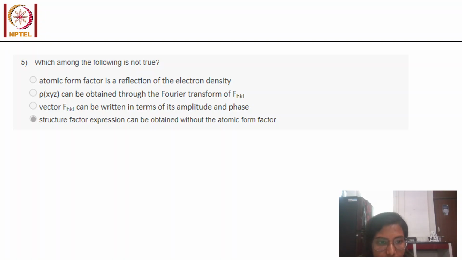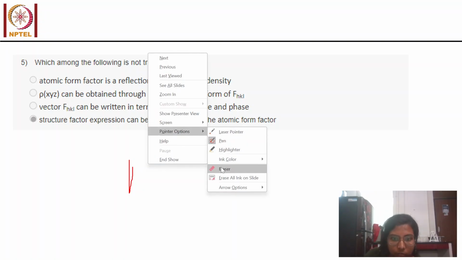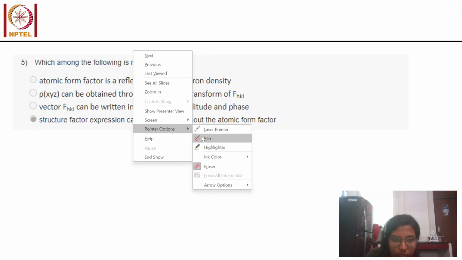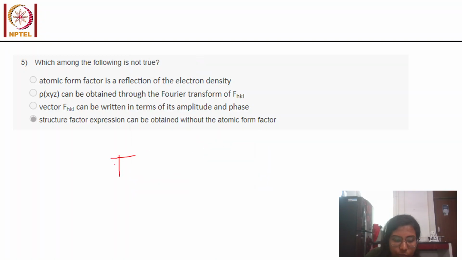Then the third statement was that the vector HKL can be written in terms of its amplitude and phase. So this is also again true. And then the last one is that the structure factor expression can be obtained without the atomic form factor, which is obviously not true because in the equation for the structure factor FHKL, in the beginning we have the summation over n of Fn, right? Where A is the atomic form factor.